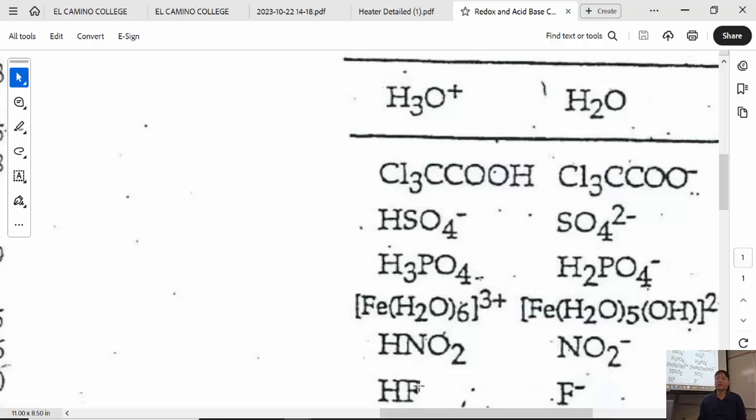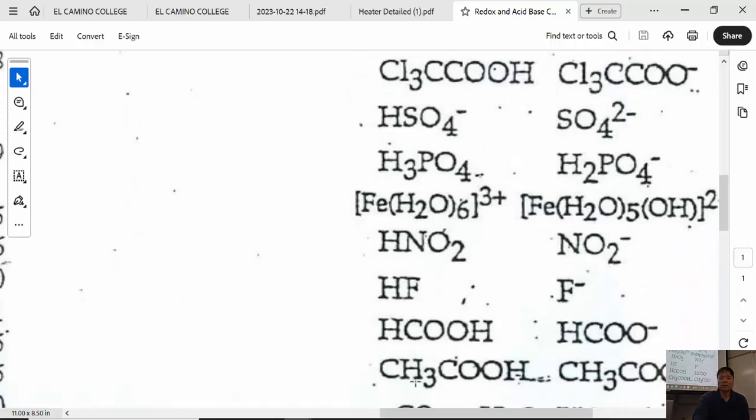Have you even looked at this chart yet? Can you name all the species on this chart? You should be able to name all the species on this chart.